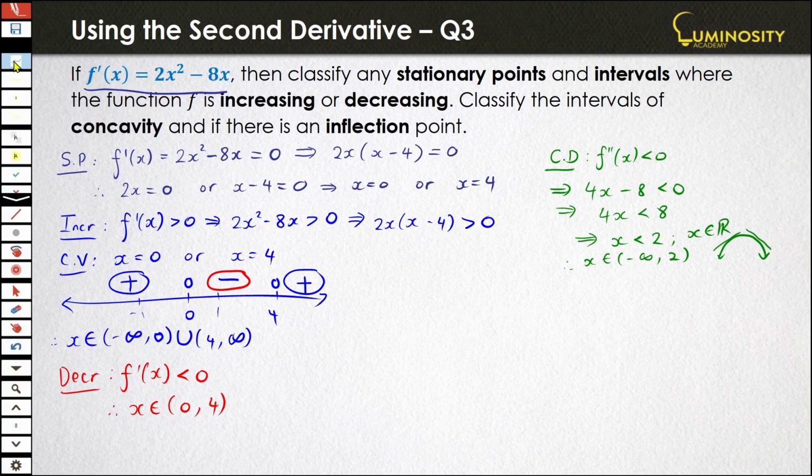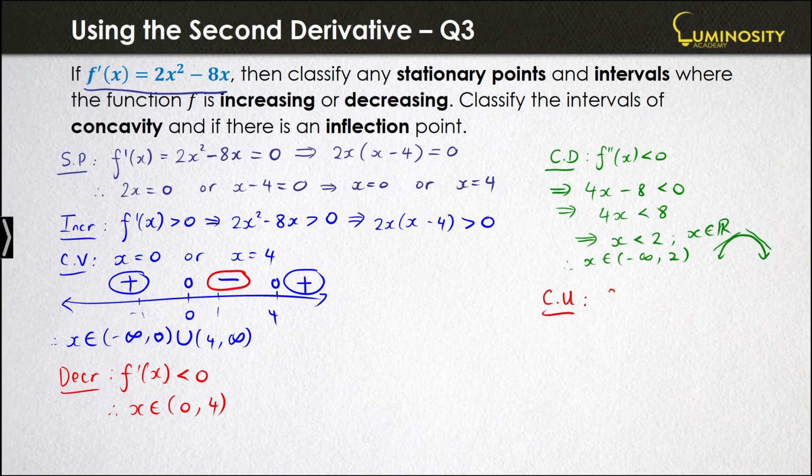What about concave up? For concave up, it's the second derivative greater than 0. So that implies, again, 4x minus 8 is greater than 0. We apply the same logic to this linear inequality. So 4x is greater than 8. Dividing both sides by 4, x is greater than 2. In interval notation, that's x is an element from 2 to infinity.